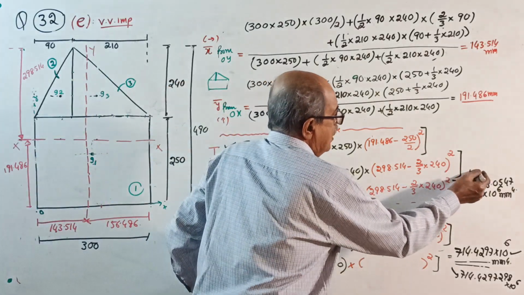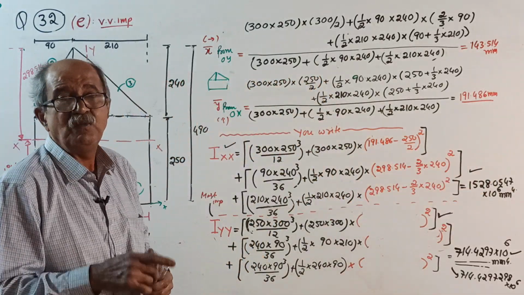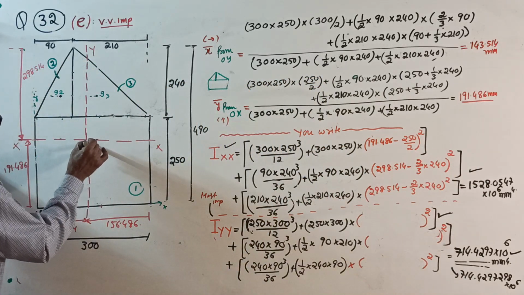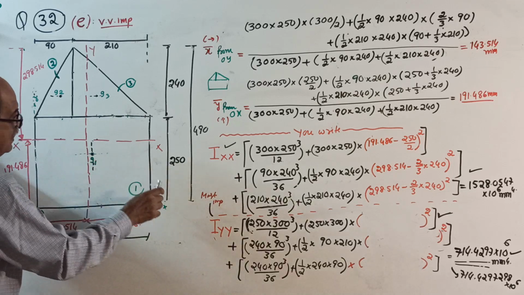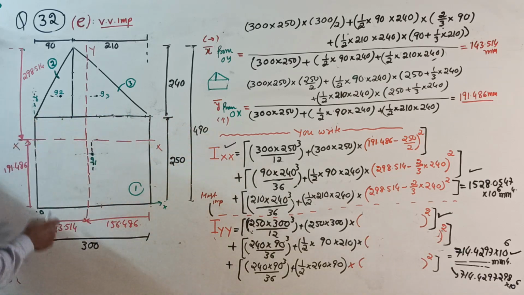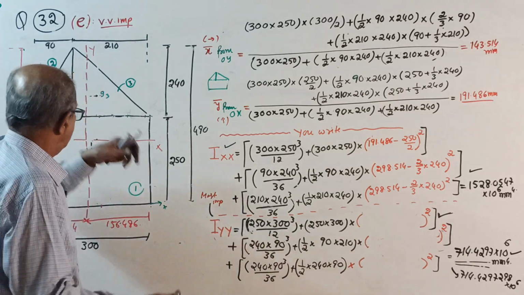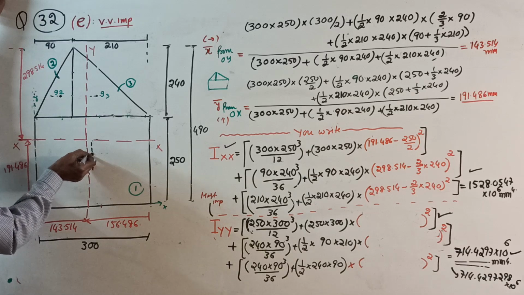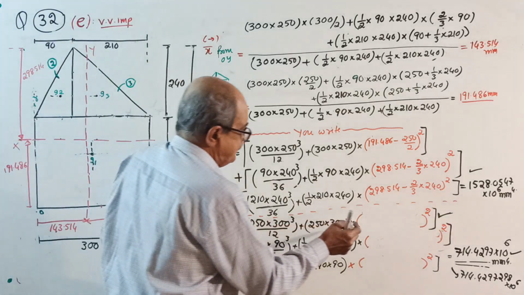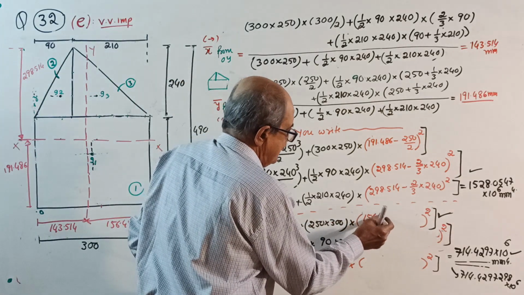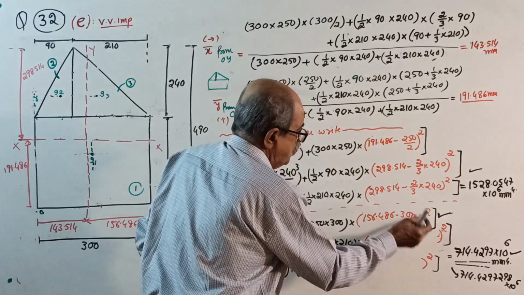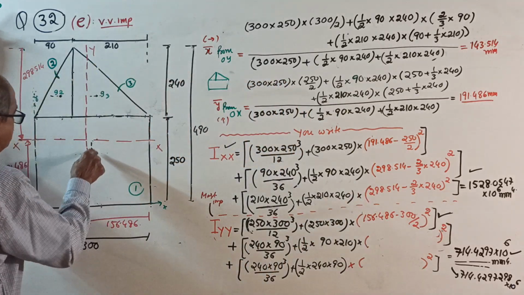Ixx is over. Now, lastly, Iyy, once again I will explain. See, first I about its own centroidal axis, parallel to Iy. 250 into 300 cube by 12 plus area into this distance square is 156.486 minus 300 by 2 whole square, Ig plus A square.